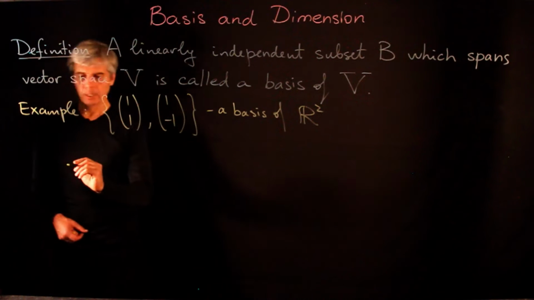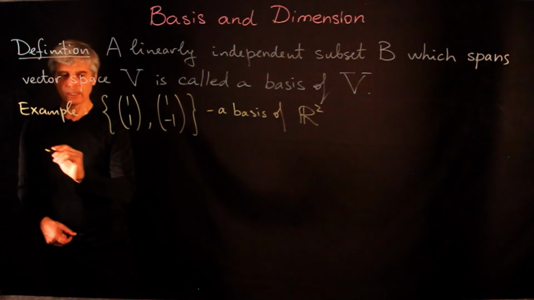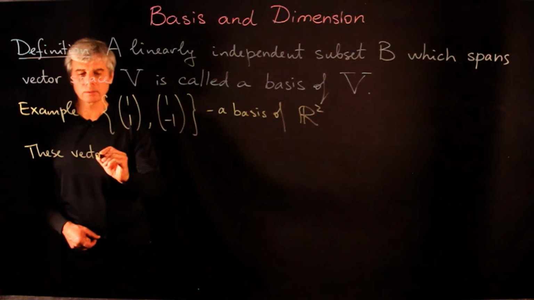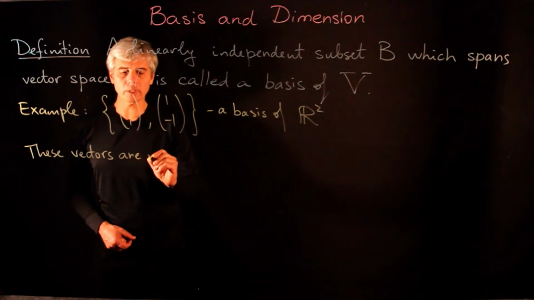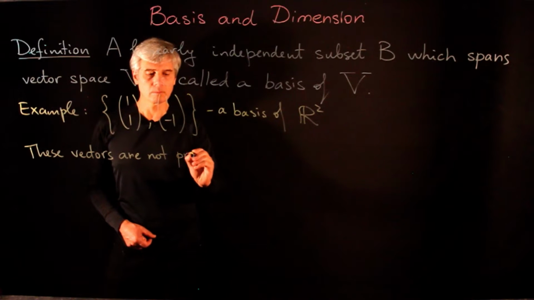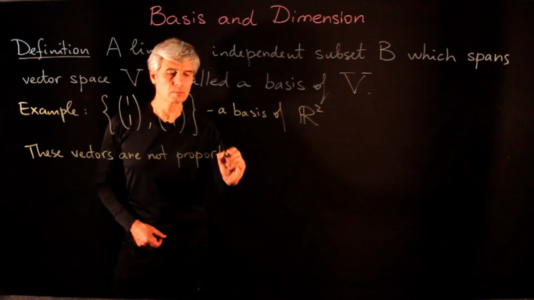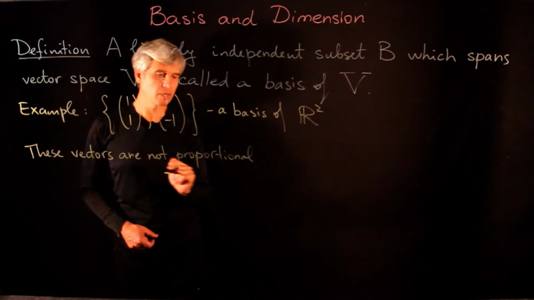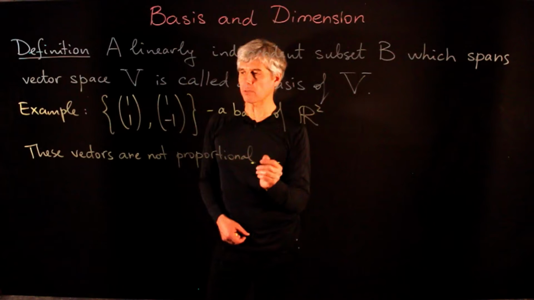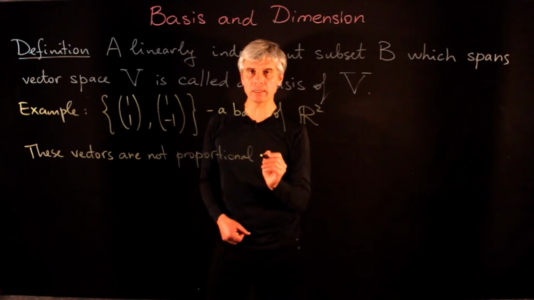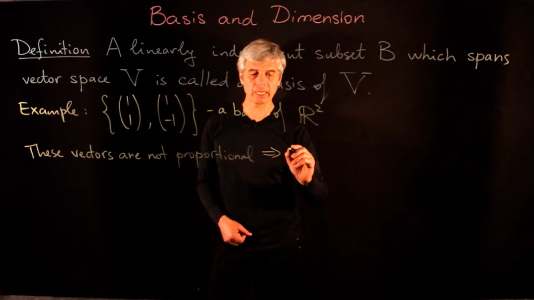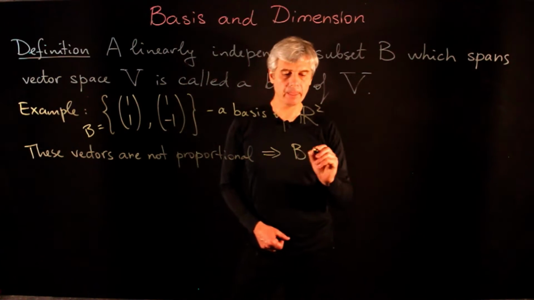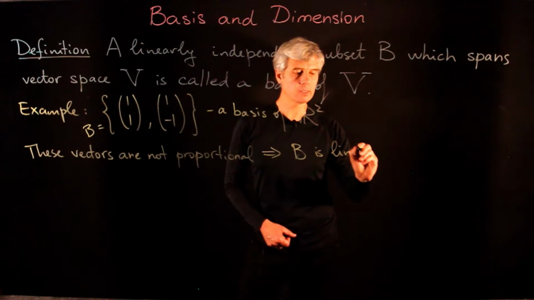Now, these vectors are not proportional. Neither of them is a constant multiple of the other. And we know that for two vectors, this is the condition for linear independence. So this implies that this set, let's call it B, is linearly independent.